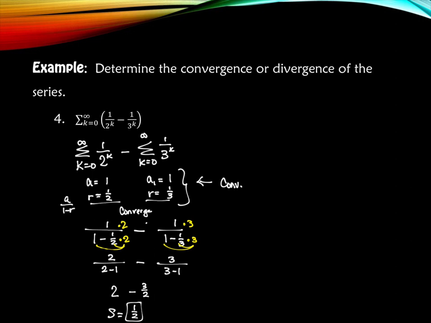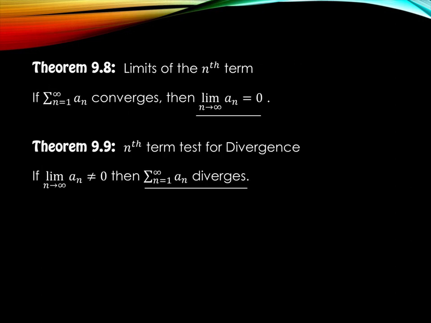Okay, last thing for today. It's a real quickie. If your series converges, it must be true that the limit of the sequence is 0. If your series converges, the limit of the sequence is 0. And that leads us to Theorem 9.9, which is actually our first test for divergence.